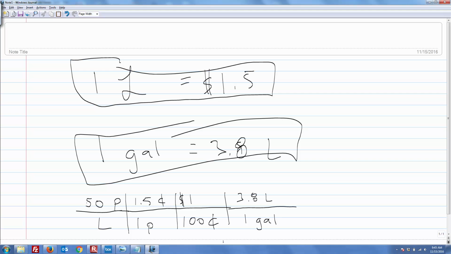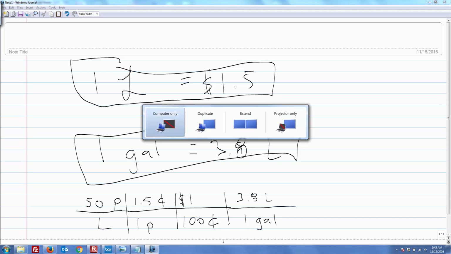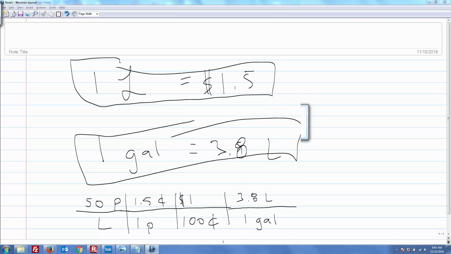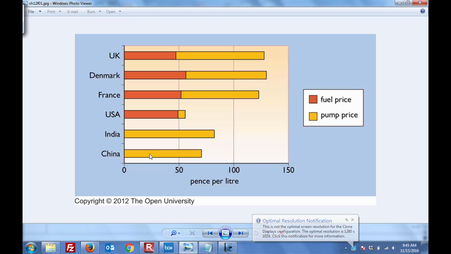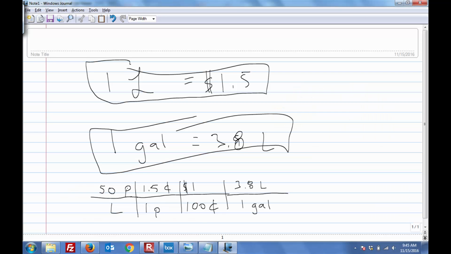You're not up. Oh, share my screen, thanks. Top secret information. So here's what the answer looks like. I started off with the problem, and there we were at 50 pence per liter. And what I did, I used lowercase p to represent pence. I used uppercase L to represent liters.